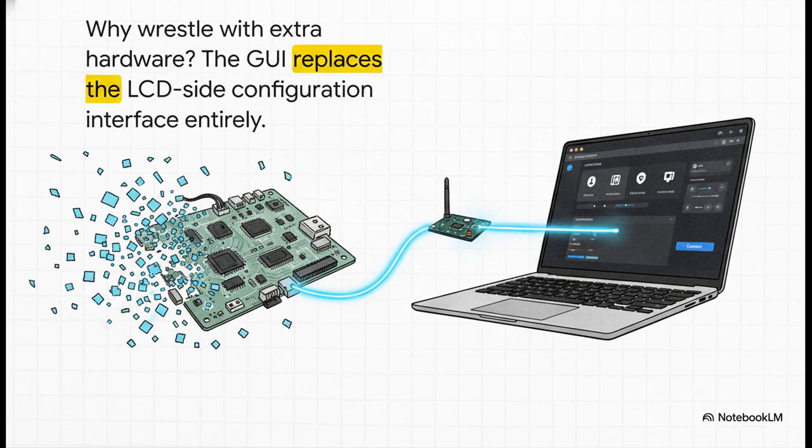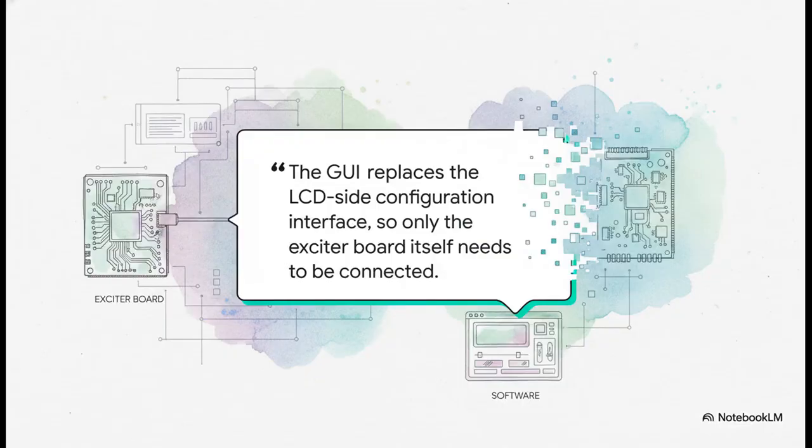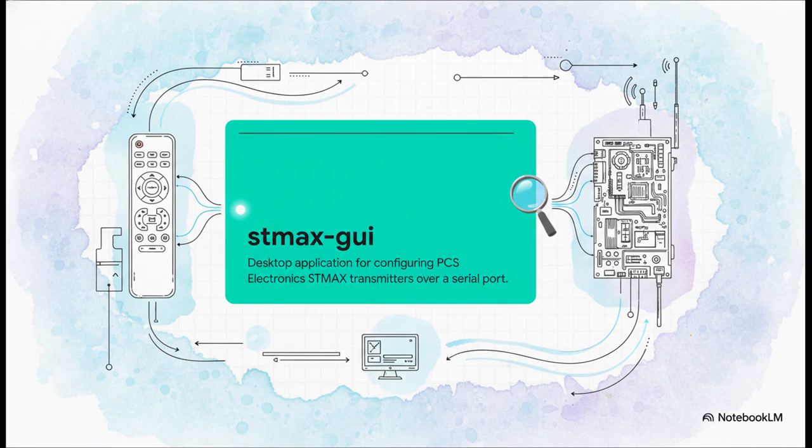The central idea is brilliantly simple. Why wrestle with an extra piece of hardware when software can just do the job better? Let's just talk to the transmitter board directly from a computer. Easy, right? The project page really summarizes the whole goal perfectly with this quote. The software completely takes the place of that separate LCD controller, which just simplifies the entire setup. You can basically think of stmax-gui as a universal remote. It takes all the complex functions of that transmitter and puts them into a simple, clickable interface right on your desktop. It gives you full control without any of the physical hassle.